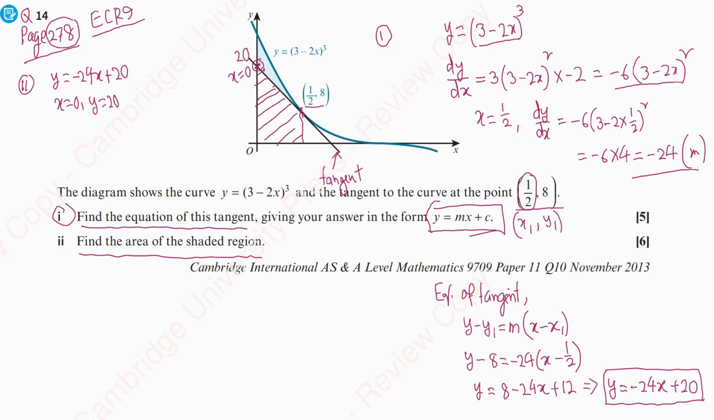X equals 0 and y is 20. So this is the length, from here to there, is 20. So all other information is provided. Now we can find the area under the curve down to the x-axis. Always we have to integrate. There is no other way to find the area under the curve. So the area under the curve minus the area under the line is the answer in this equation.